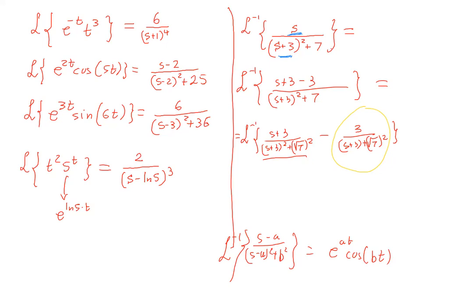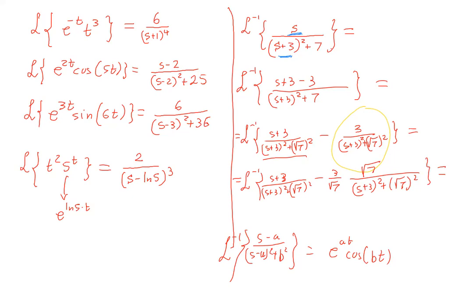Right, not 7 though. It should be square root of 7. It should match what you have in the parentheses. So you will rewrite this as the inverse Laplace transform of (s plus 3) over (s plus 3) squared plus square root of 7 squared, minus 3 over square root of 7 times square root of 7 over (s plus 3) squared plus square root of 7 squared. Now we're ready to go.